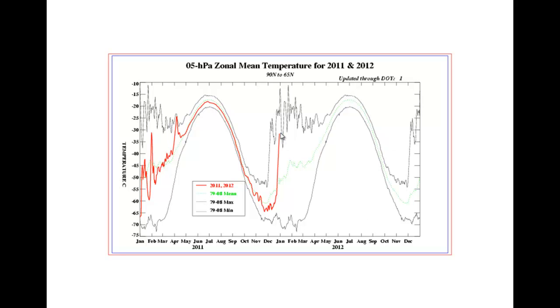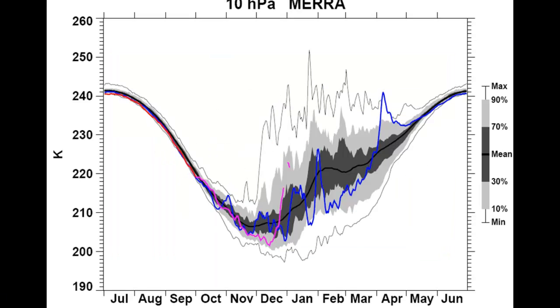So there's no two ways about it. You can see it on the charts. It's very easy to see plain as day in the temperature. This is a sudden warming event beginning at the very top of the atmosphere. So now we have to watch and see if that has downwelled.